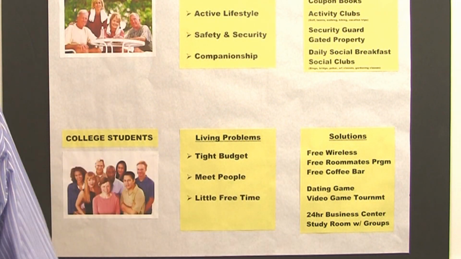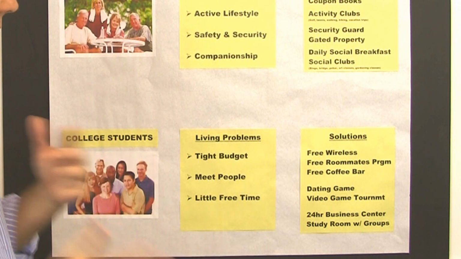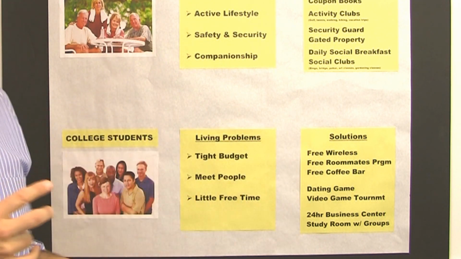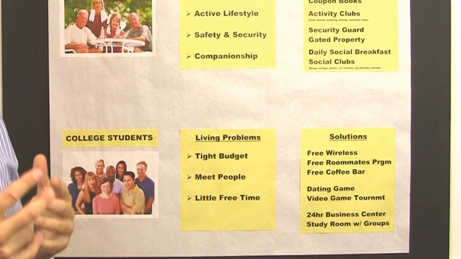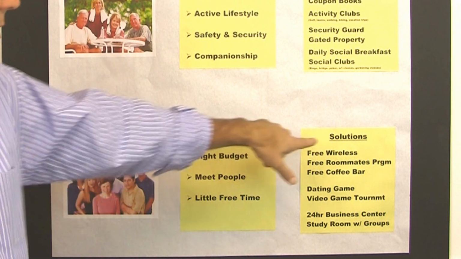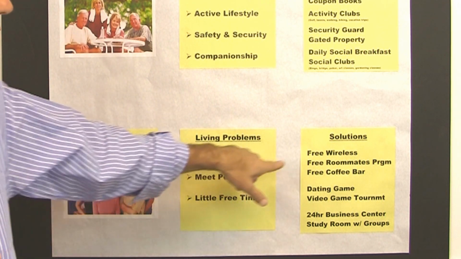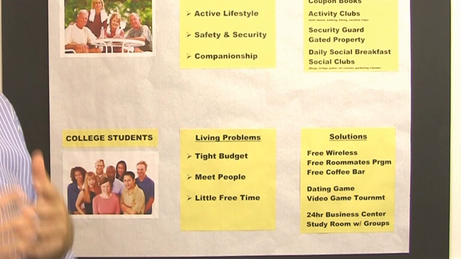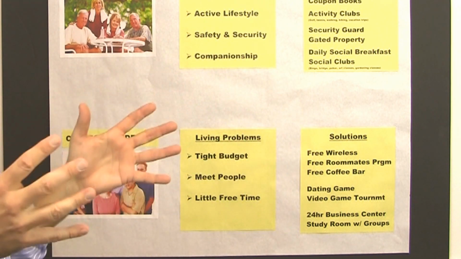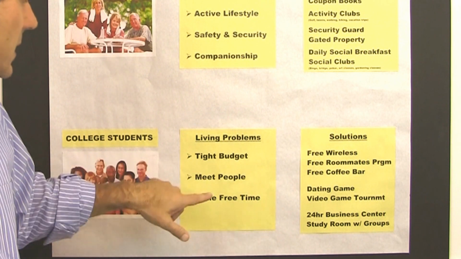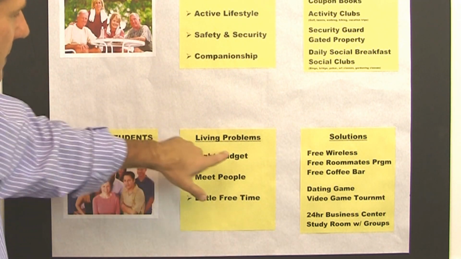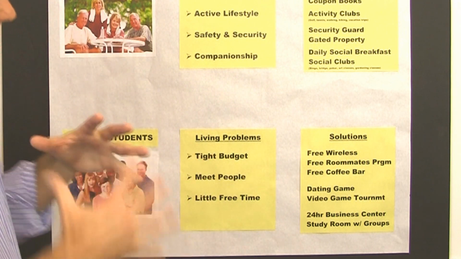Some of the solutions are, hey, they love video games. So with the laptop, we came up with free wireless. They could sit by the pool, sit anywhere, and get free access to the internet through the wireless connection. We had a free roommate program so that they didn't have to spend any money or incur the extra cost of getting roommates. And having their own room, they could get roommates and save some money. And we had a free coffee bar. So these things help solve some of the tight budget and help them meet new people where they're getting together.